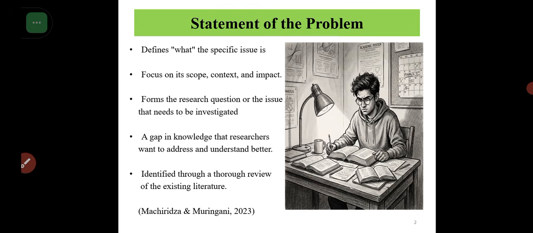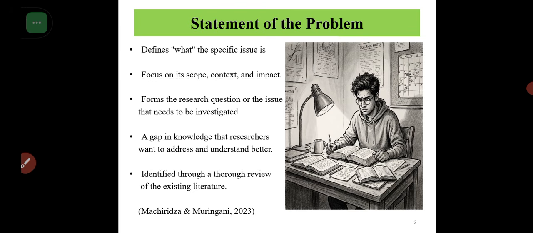So let's come to the slide we have here. Statement of the problem. What exactly is it? It defines what the specific issue is. You want to know what exactly is the problem. It focuses on its scope, context, and impact. This problem, how wide is it? How small is it? In research writing, they want to tell you the prevalence, the proportion of people affected by this problem. You're trying to let us know how big this problem is.